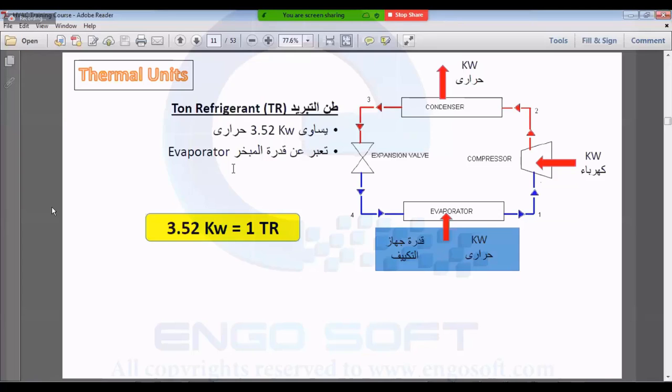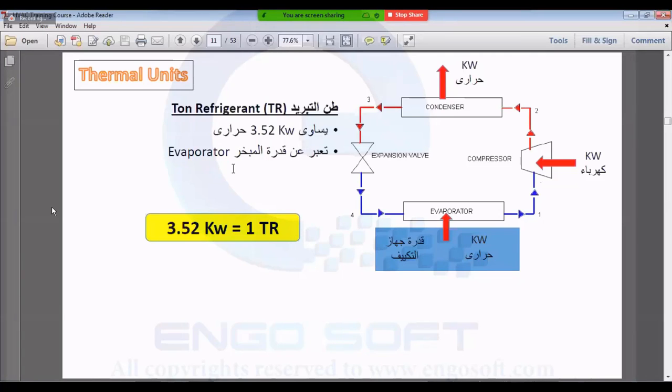Horsepower is a unit of power, right? So we in HVAC determine the power of the evaporator, or the cooling load of the evaporator, by ton refrigerant, which is also a unit, TR. You know ton refrigerant? Yes, TR.